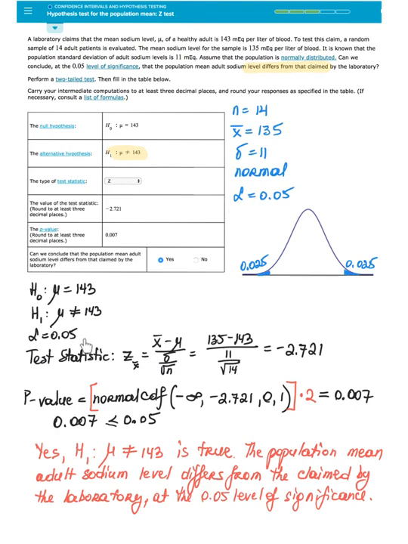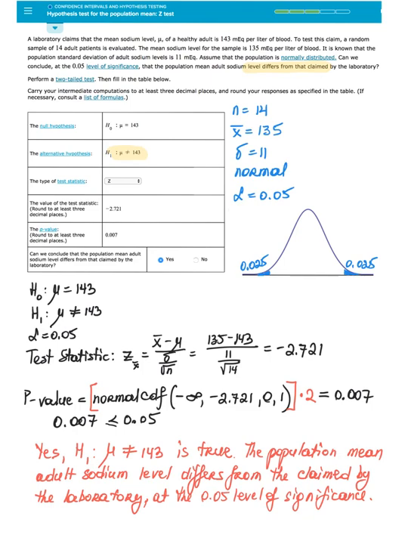I list my alpha, which is provided for me in the text itself. And then ALEKS is asking for the type of statistic. Again, you have two choices here. Is it z-test or t-test? Those are the only two choices you may have when you are doing the test regarding the mean, mu.